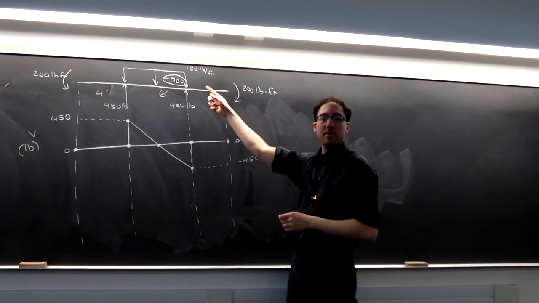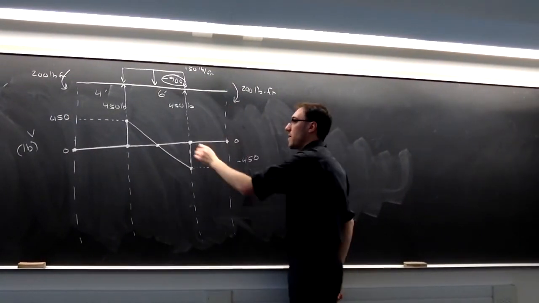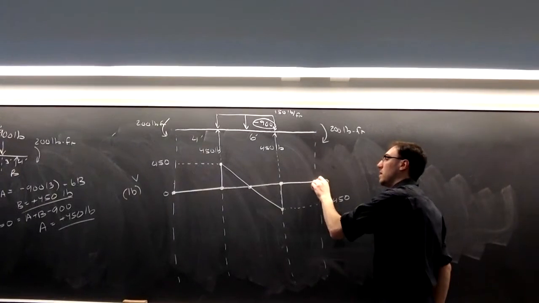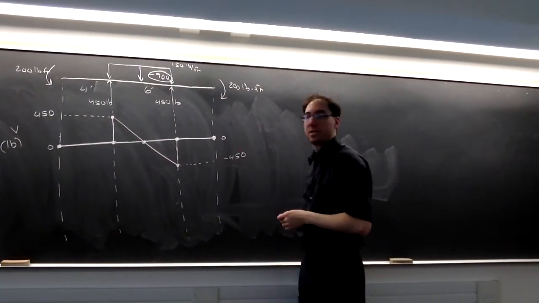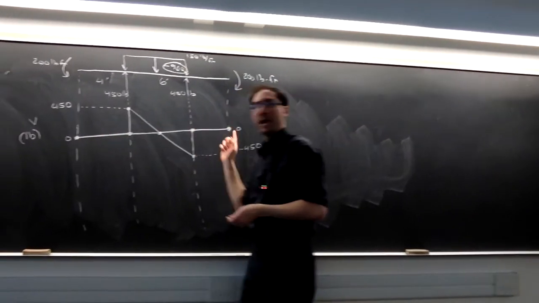Between the lines, there's no distributed load here, so it's going to remain at 0. And on this point, there's no point load here, so it also stays at 0. So I start at 0, and I do end at 0.